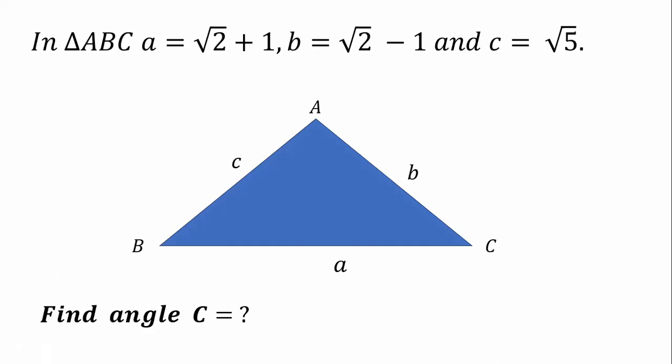This video is all about finding the angle C when side A is given as root 2 plus 1, side B is given as root 2 minus 1, and side C is given as root 5. Now we are asked to find the angle C. So now let's begin.